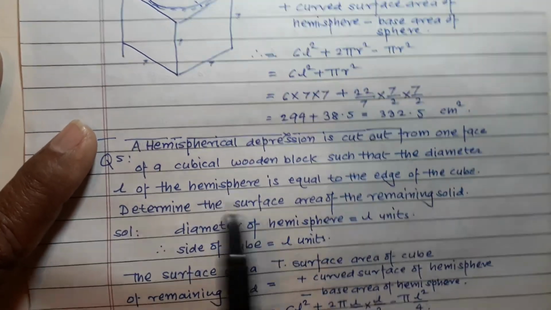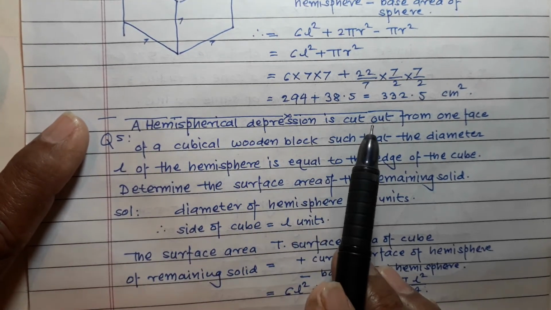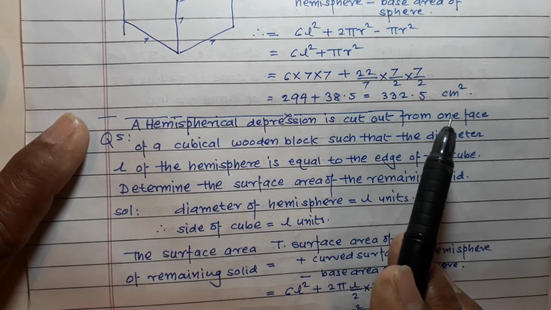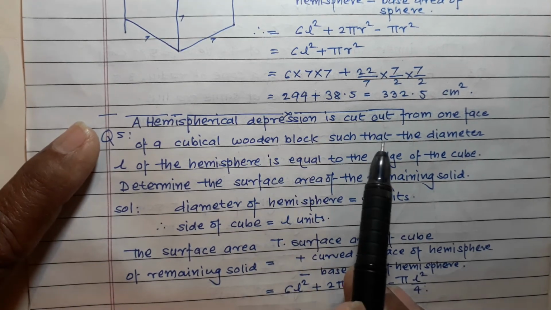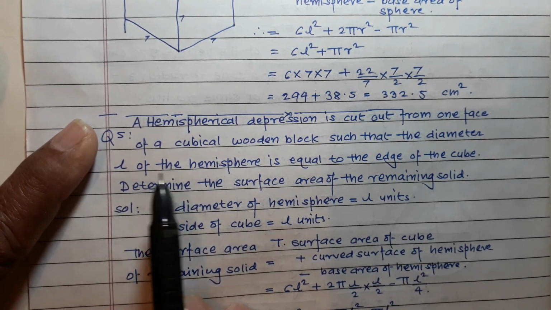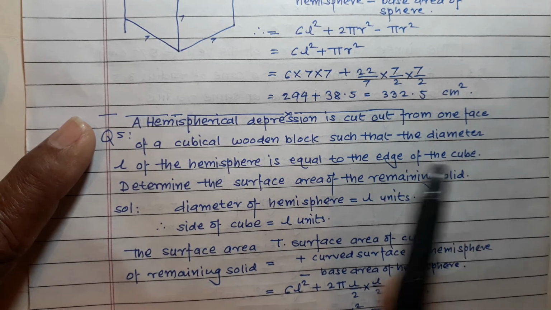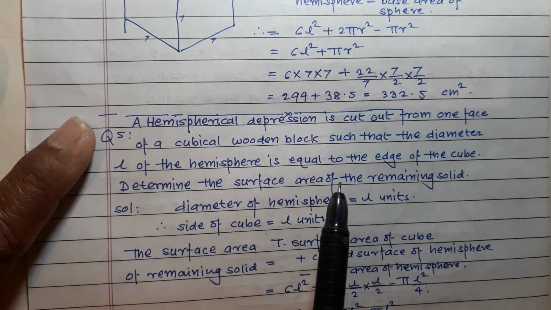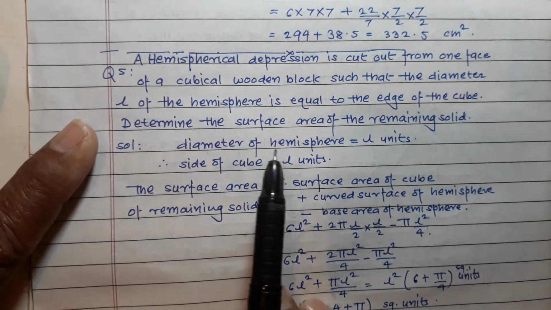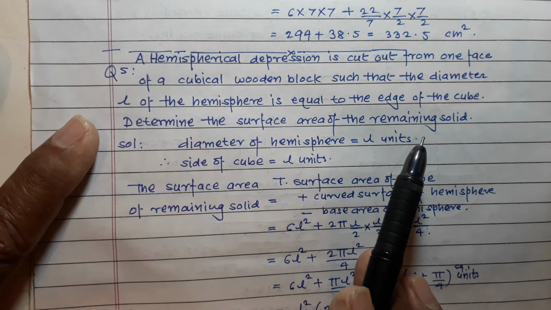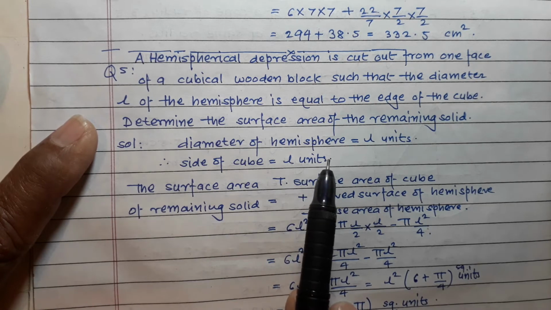Question number 5. A hemispherical depression is cut out from one surface of a cubical wooden block such that the diameter l of the hemisphere is equal to the edge of the cube. Determine the surface area of the remaining solid. Solution. Diameter of the hemisphere is equal to l units, and therefore the side of the cube is also equal to l units.